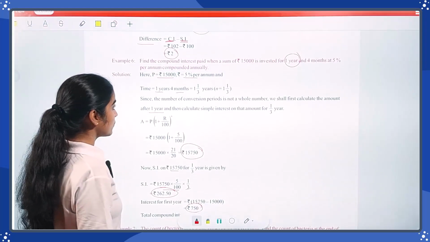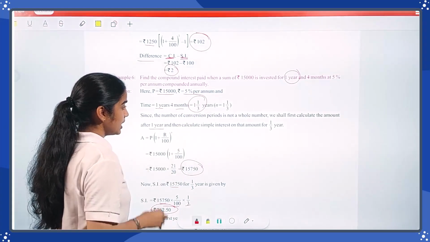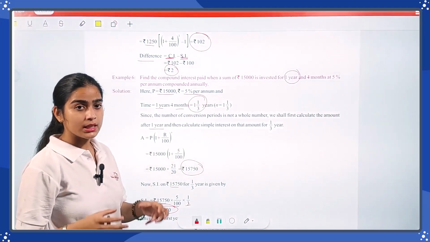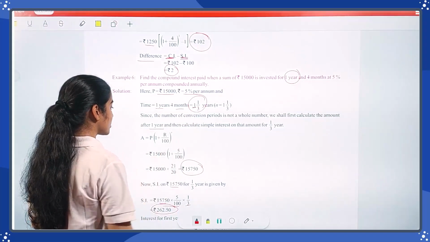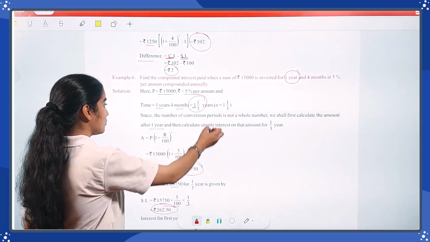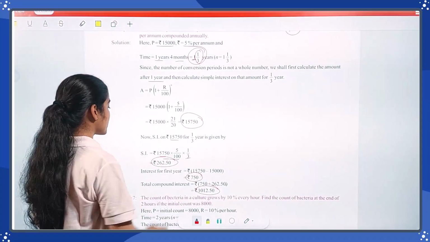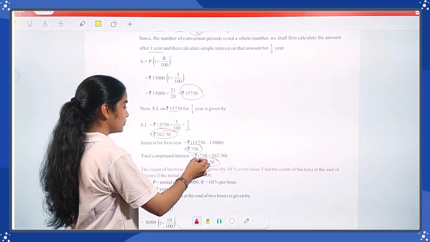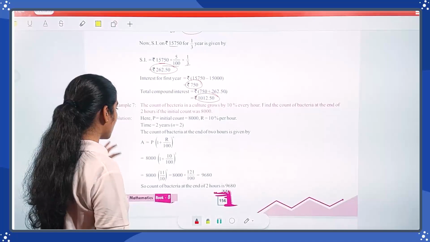So in this question, what we understand is, if we have a time period which is not a whole number, in this case we have to separately take our time period for after 1 year in the compound interest formula, and next we have to calculate for the 1 upon 3 part as the simple interest formula, and at the end you just have to add these two values together to find out your answer.